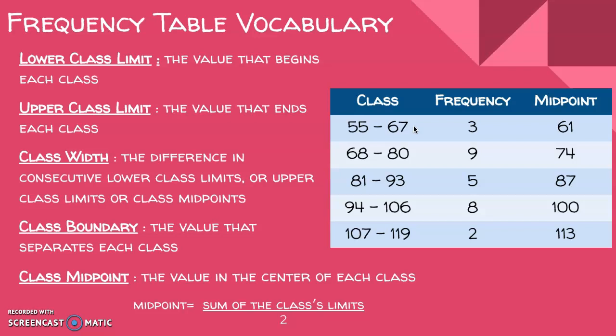So to find the midpoint, the easiest way to do it is to take the sum of the class's limits, so the upper and the lower, and divide by 2. So in this case, 55 plus 67 divided by 2 gives us 61. 68 plus 80 divided by 2 gives us 74, etc. The other thing you'll notice is if you find the first class midpoint, each class midpoint is spaced a class width apart. So the difference between 61 and 74 is 13. The difference between 74 and 87 is 13.